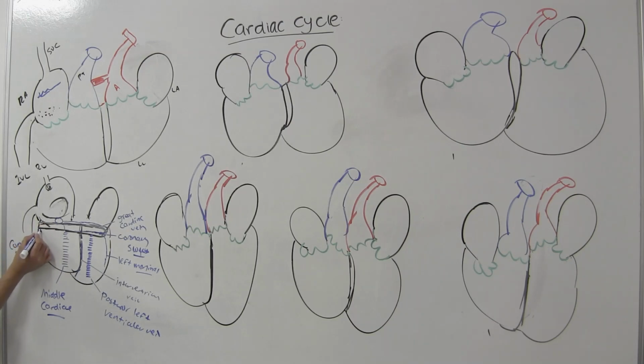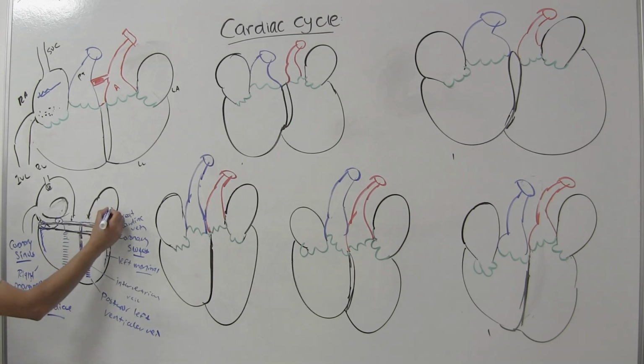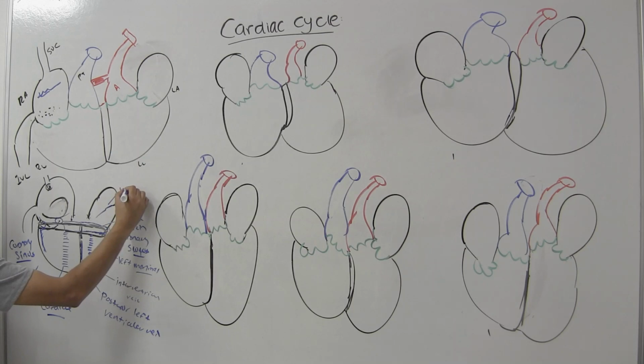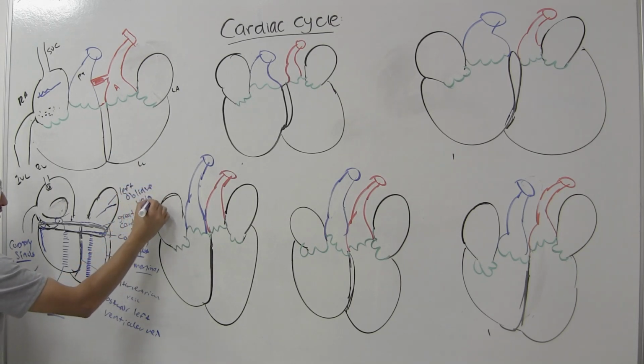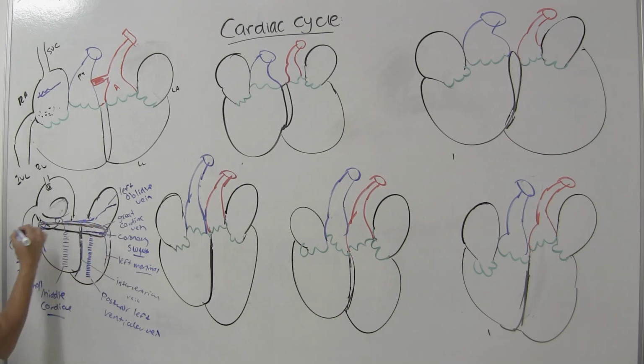There are also some veins coming from down here, which is going to be the right marginal vein, that also loops around and becomes your small cardiac vein, and drains into your coronary sinus. And there's one more vein that is coming from here, from the left side of your left atrium, called the left oblique vein, that also drains into your coronary sinus.